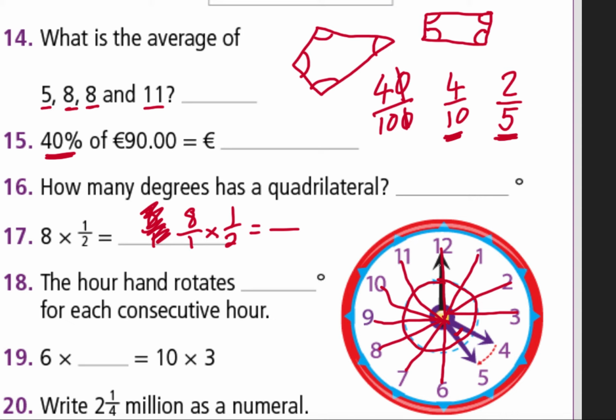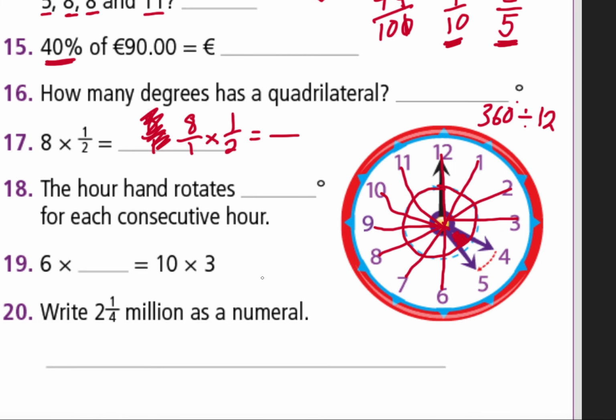So if we take the full 360 and we divide it up into 12 pieces, that will give us what one of those angles between the hours is equal to. So we're going to take 360 degrees and we're going to divide it by 12. And that'll give us our answer for how many degrees it rotates each consecutive hour.